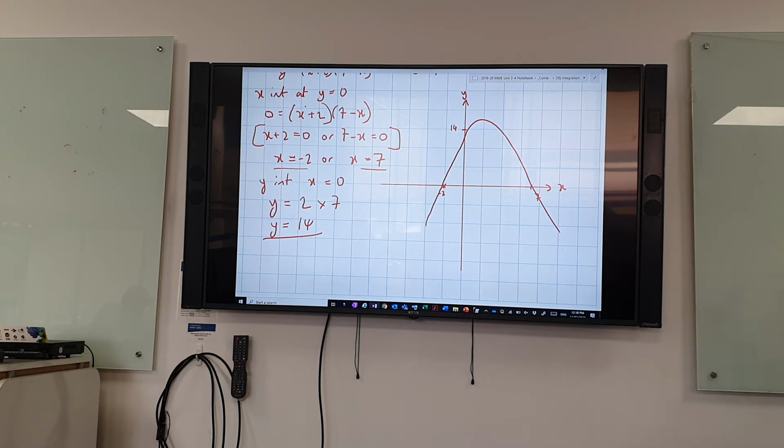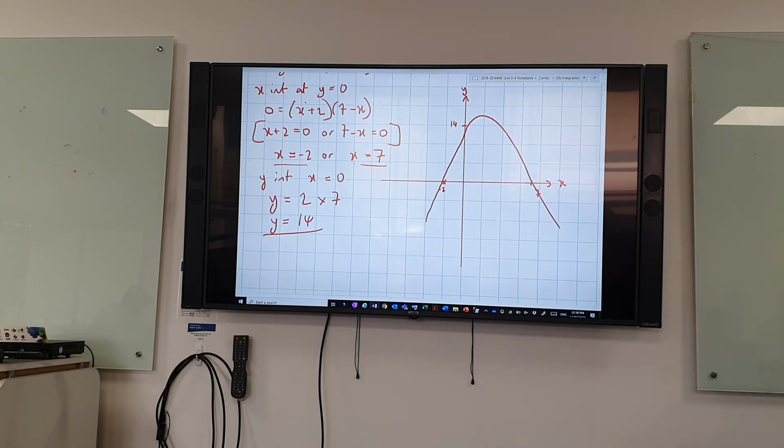There's another way of finding the maximum point now. It's when the differential is 0. I forgot you can do that now. Yeah, that's because I've been teaching some year 10s as well. Yeah, there's different ways of finding them.